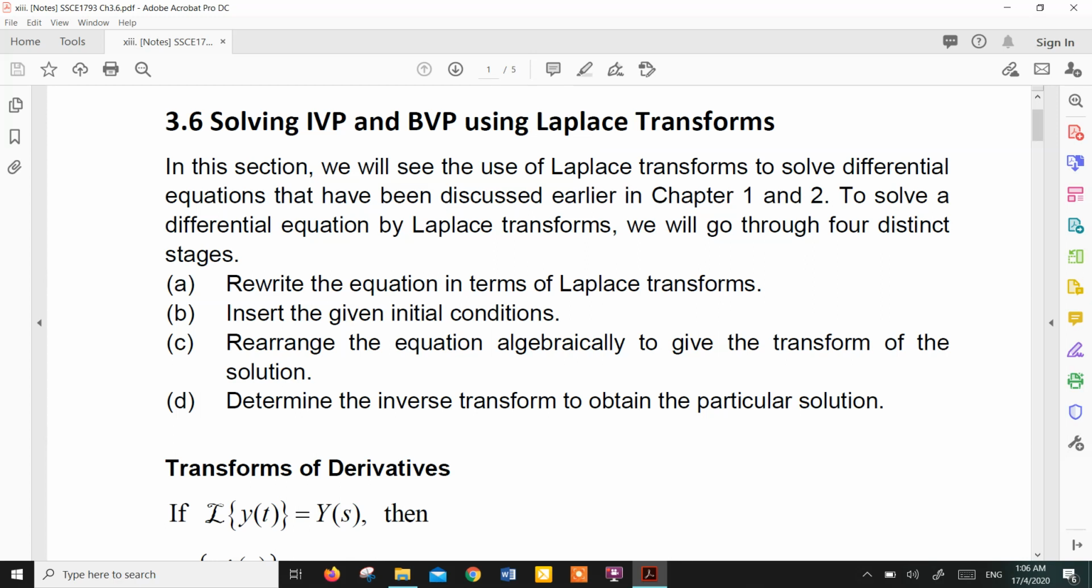So in this video, I'll explain how to solve the IVP and BVP using Laplace transform. IVP is the initial value problem and BVP is the boundary value problem.